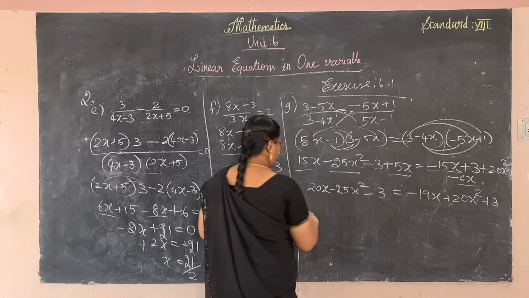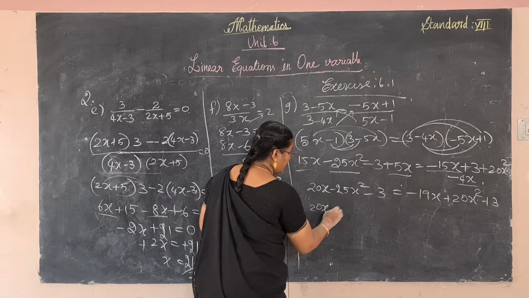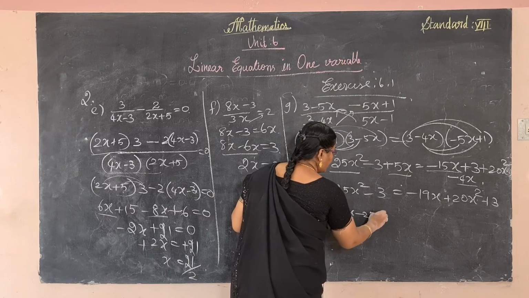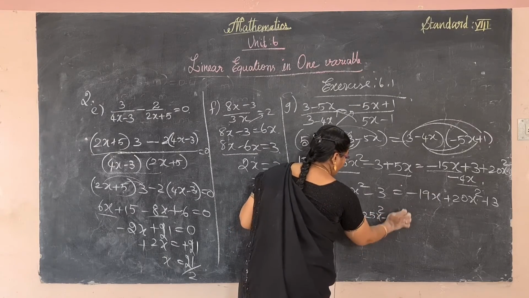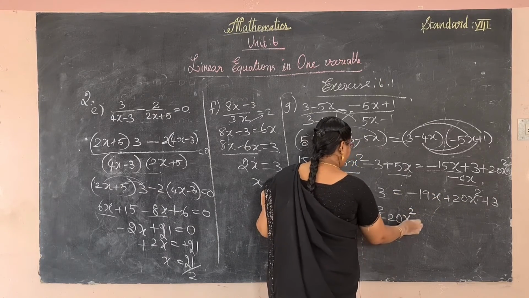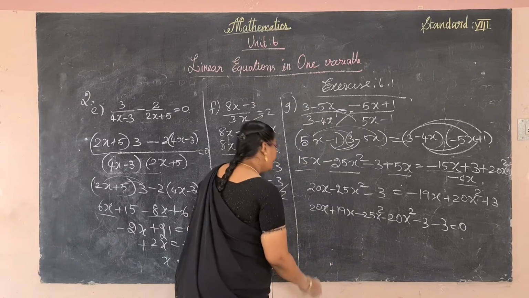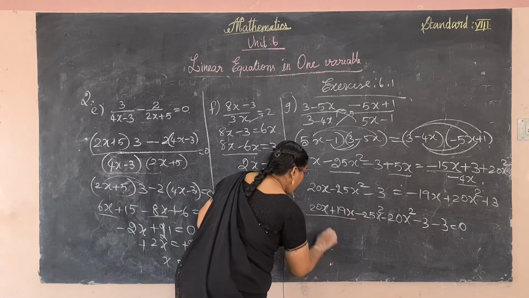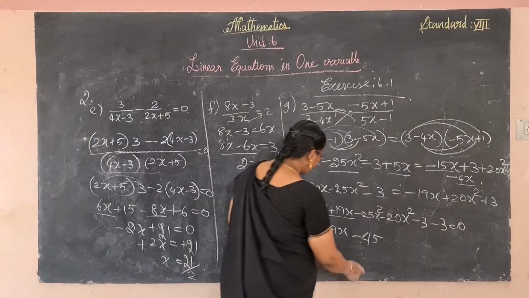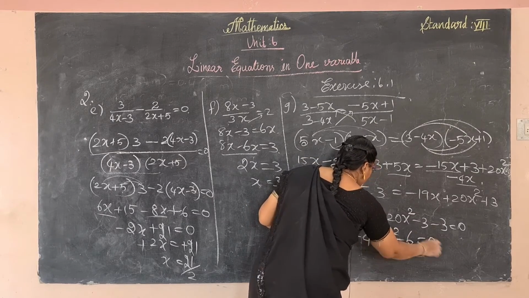So minus 19x comes to this side, what do we get? 20x plus 19x, already here minus 25x square, here plus 20x comes to this side, minus 20x square, here minus 3 plus 3 comes to this side, minus 3. Okay, so simplify, they both have the same sign, add and put the same sign: 39x minus 45x square minus 6 equal to 0.